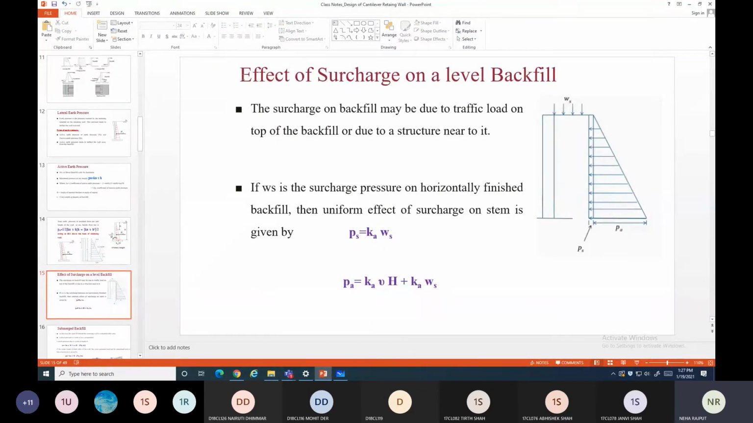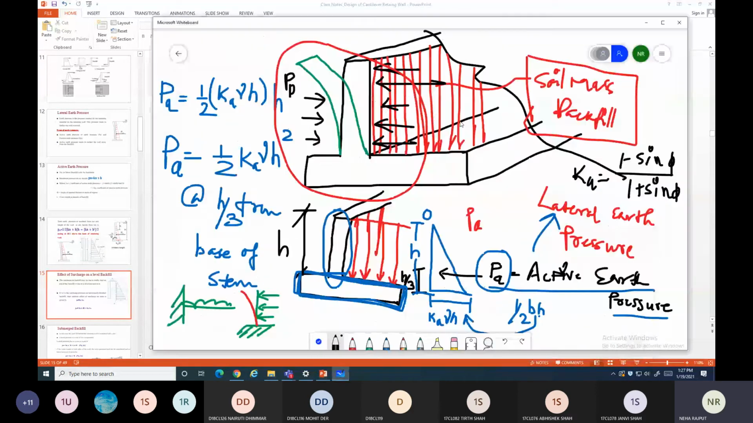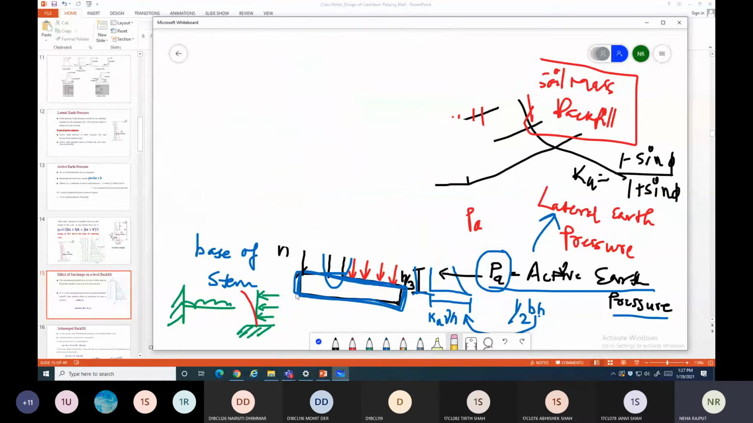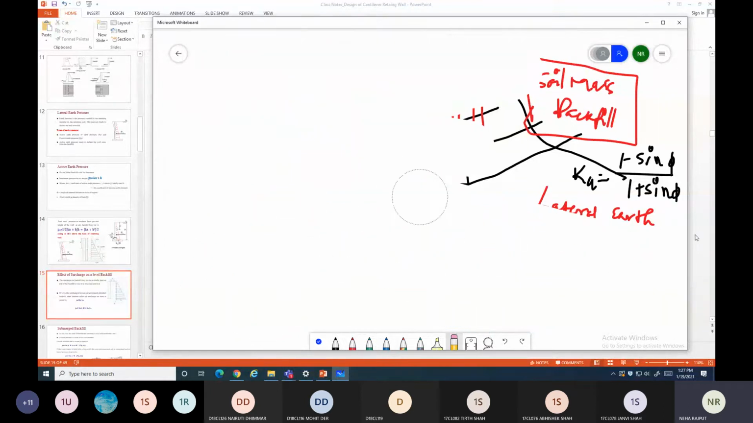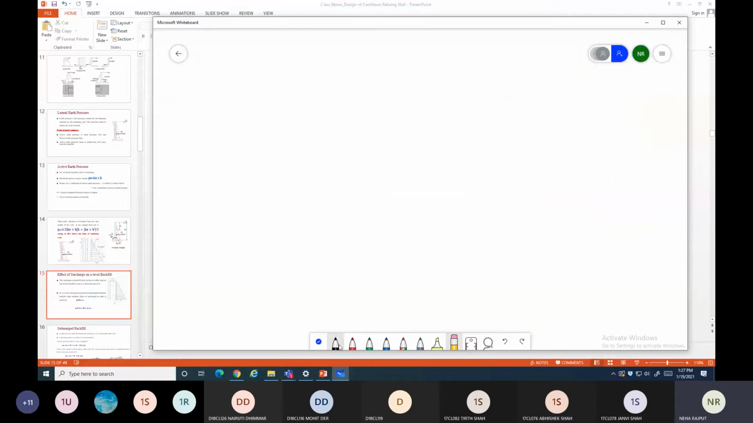Now, the effect of surcharge on a level backfill. Not only is the backfill provided, meaning the soil mass or earth filling, but additional load is also provided on the backfill, and that additional load is known as the surcharge load. If the surcharge load is provided, then the behavior of the active pressure diagram will change.